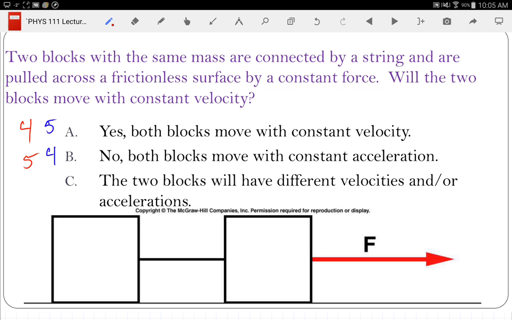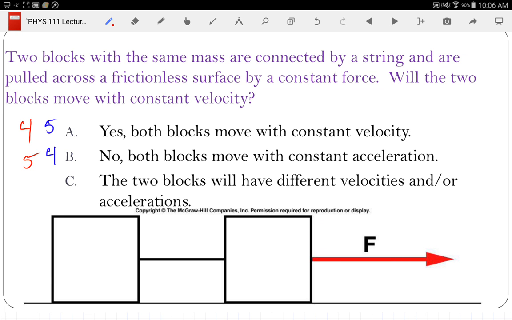Okay, when you're pulling, if the net force is not 0, what does that tell you? That the acceleration is not 0. Both Newton's first or second law would have told you that. Since there's no friction to oppose this, you're pulling the block, the net force is not 0, hence they must be accelerating. So they cannot have a constant velocity. You could have stopped your reasoning right there.